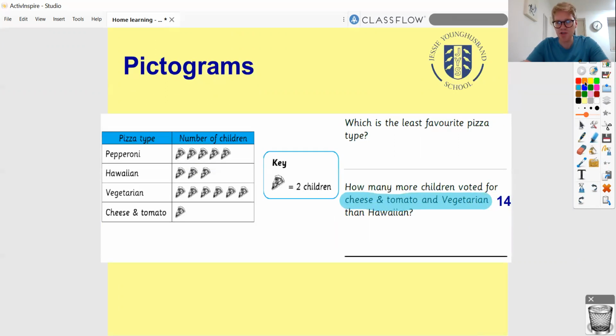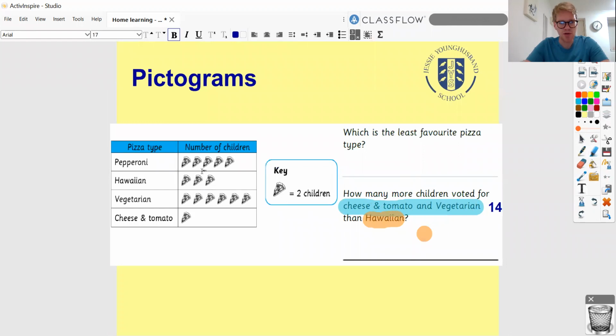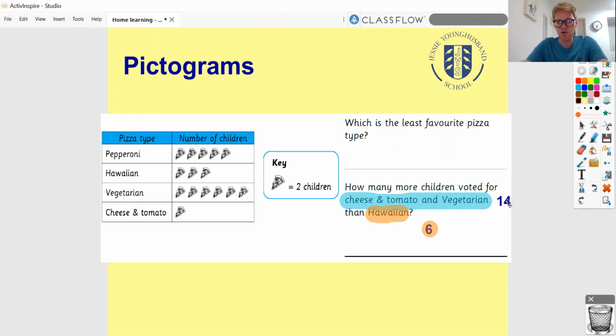And then let's compare that to Hawaiian then. How many people had Hawaiian? Right, well, Hawaiian, we've got 1, 2, 3 pictures, each worth 2. So 3 times 2 is 6. And so how many more then? Well, 14. How much more is 14 than 6? So again, we could use a subtraction calculation there. We could do 14 take away 6. If you wanted to, you could count on your fingers from 6 until 14. Either way, you're going to get 8.